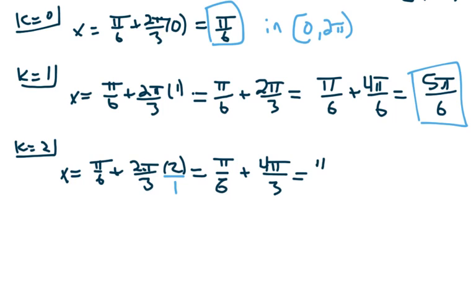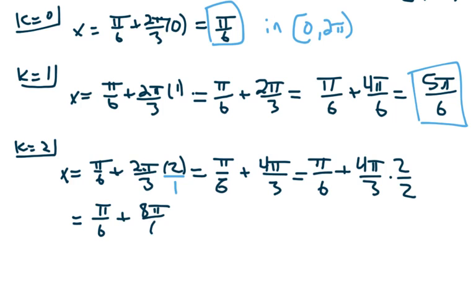We still have to get a common denominator. We still have a pretty good idea what that common denominator is and what I have to multiply the top and the bottom by, but the result will be different this time. So pi over 6 plus 8 pi over 6. The result is 9 pi over 6, and this reduces to 3 pi over 2. 3 pi over 2 is also between 0 and 2 pi. So this is a third solution that is between 0 and 2 pi.